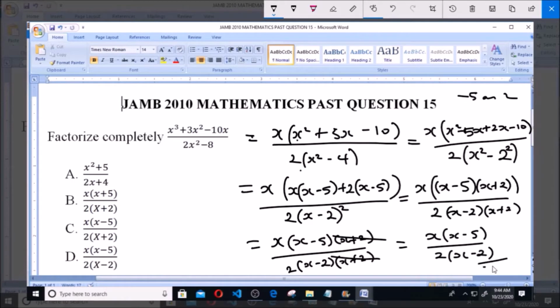And this is the correct answer. This is the complete factorization of this expression, and that is option D. x into x minus 5 all over 2 into x minus 2.